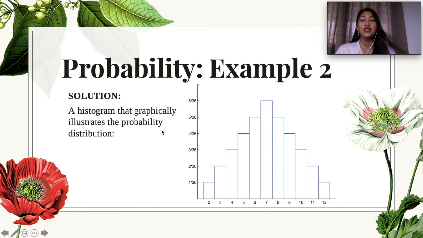So, here's the histogram for our example number 2. So, meron kang value, lahat ng possible values ng x, which is 2 hanggang 12, tapos yung corresponding probability sa x-axis. Okay, so this is our histogram for that.